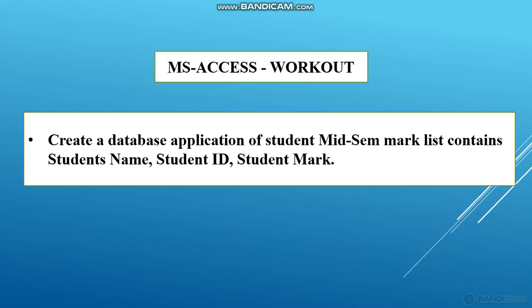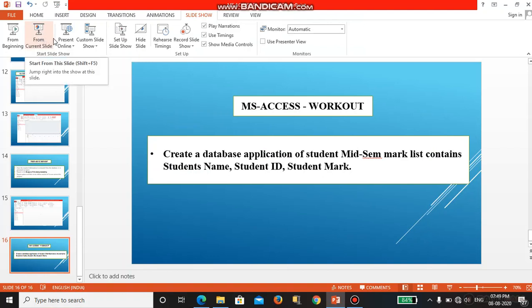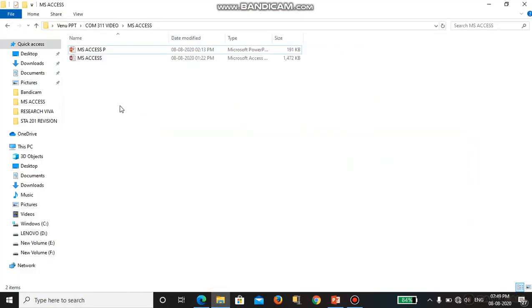MS Access work code. The work code is: we want to create a database application of a student midterm mark list, which contains the student's name, student ID, and student's mark. So this is our work code, and we want to create this in MS Access.